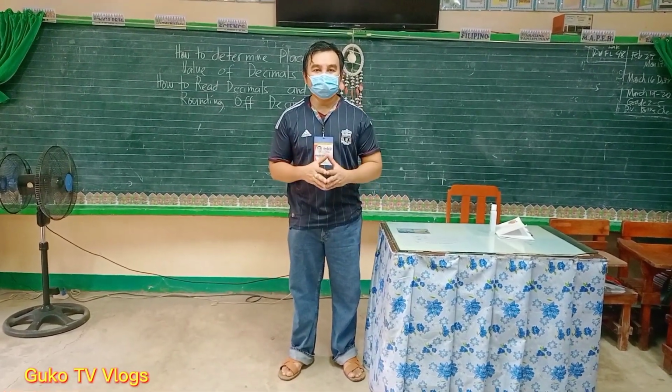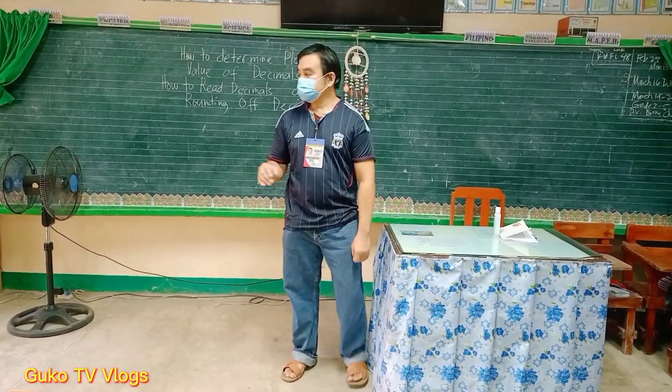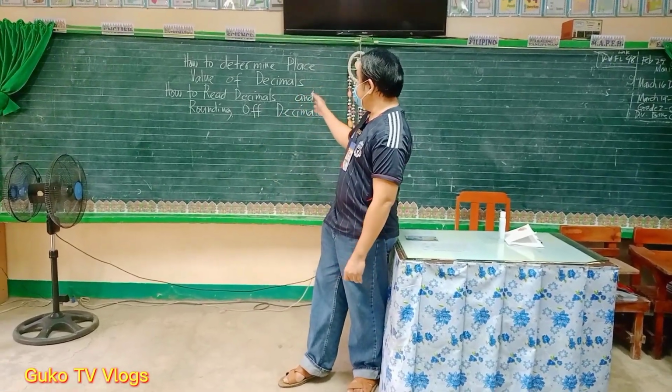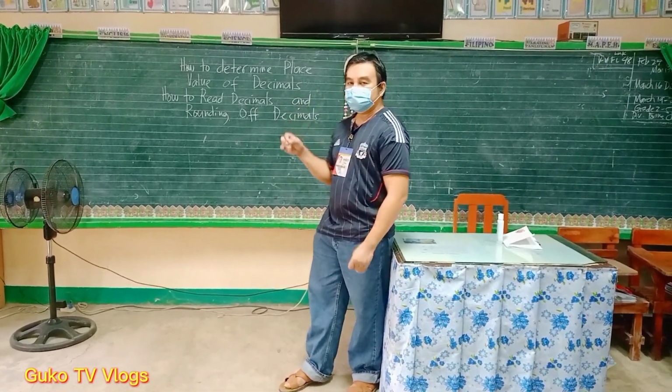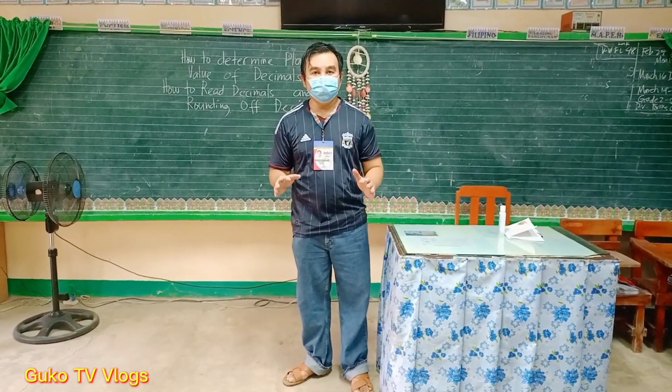So this is lesson 1 of the second quarter for Math 5. This is about how to determine the place value of decimals, how to read decimals, and rounding off decimals.